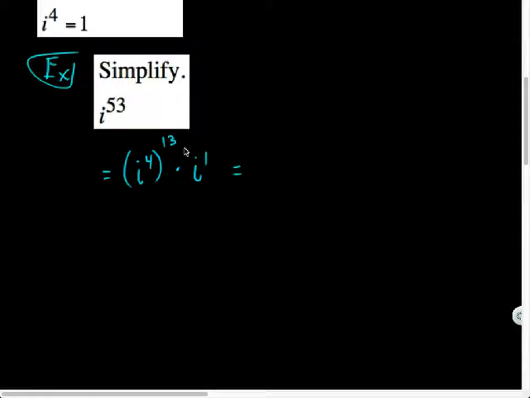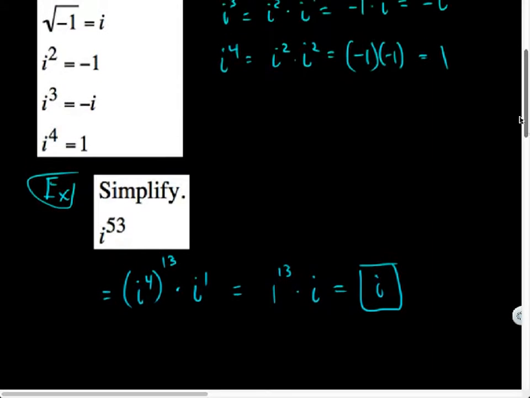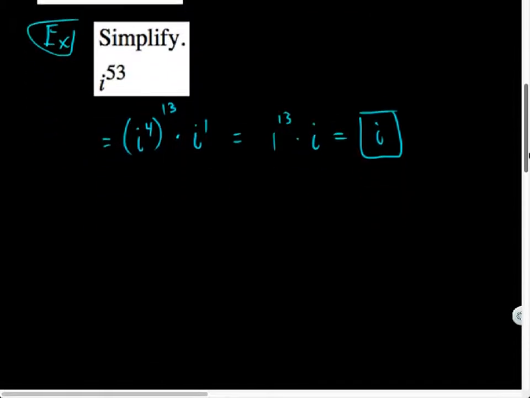And why is it helpful writing it this way? Because i to the fourth is equal to 1. 1 to the 13th power times i is just 1 times i, or i. So I've been able to figure out where in this pattern i to the 53rd lands. So for instance, i to the 54th must equal -1, i to the 55th must equal -i, and i to the 56th must equal +1. So just continue the pattern.